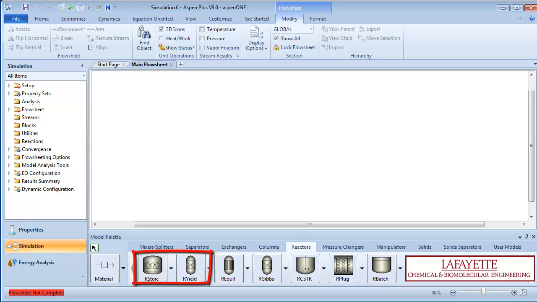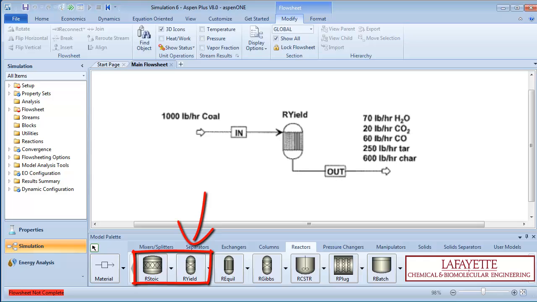R-Stoic and R-Yield are balance-based models, meaning they simply require a material balance and conversion value. Therefore, the model does not take into account equilibrium or kinetics of the reaction. The R-Stoic model can simulate a reaction where all stoichiometric coefficients are known, while R-Yield only requires the outlet composition. An example of a reaction where the R-Yield model would be appropriate to use is the cracking of coal.